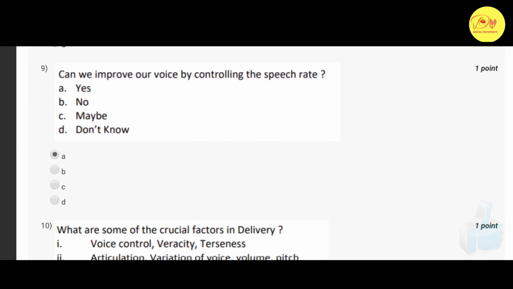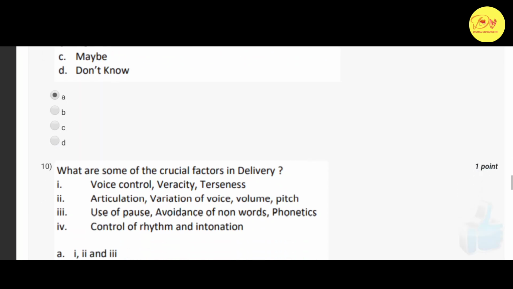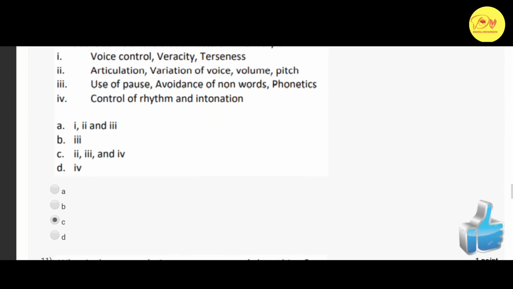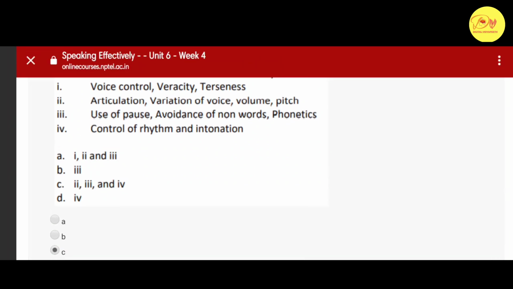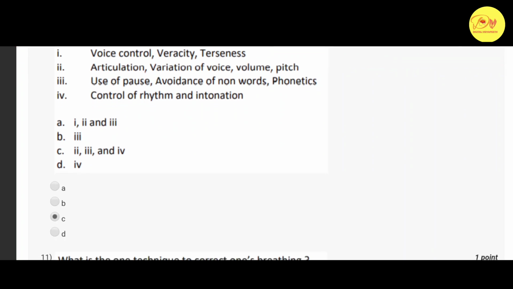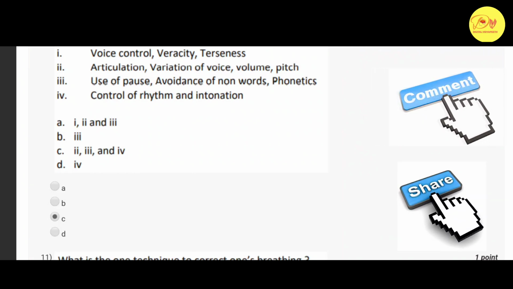Ninth question, can we improve our voice by controlling the speech rate? Yes, correct option is A. Our tenth question is, what are some of the crucial factors in delivery? Correct option is C, second, third and fourth. That is, articulation, variation of voice, voice pitch, use of pause, avoidance of non-words, phonetics.